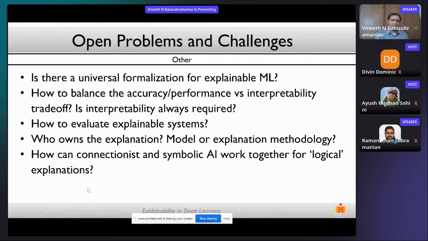And more fundamentally, from a technical researcher's perspective, I think this is an interesting time for us to look at combining connectionist and symbolic approaches for bringing together logical explanations. Historically, AI has always been at loggerheads between connectionist approaches and symbolic, logic-based approaches. I think we have probably reached the point where reasoning comes from logic, while perception comes from connectionist approaches like neural networks. So it's an interesting time to bring together these approaches to explain predictions of machine learning methods using logic and reasoning.